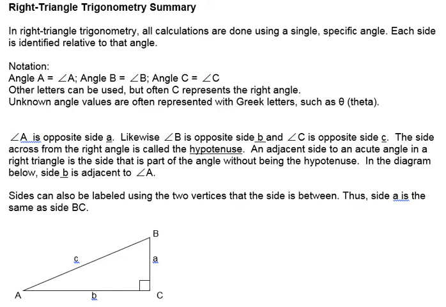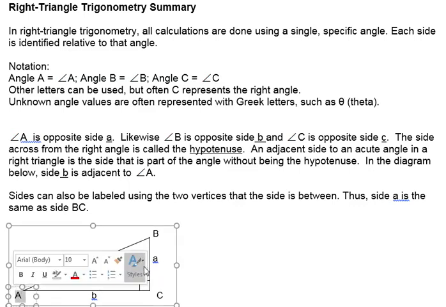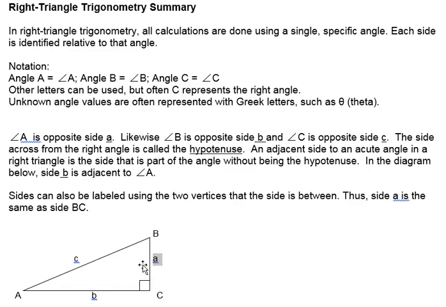Some notation that's important: we usually show angles with capital letters and sides with lowercase letters. The side opposite an angle has the lowercase letter that's the same as the angle. So we have A right here, and we have the side a opposite A. The adjacent sides are the ones that make up the angle without being the hypotenuse. The hypotenuse is always across from the right angle. So if we're looking at angle A, the adjacent side is side b.